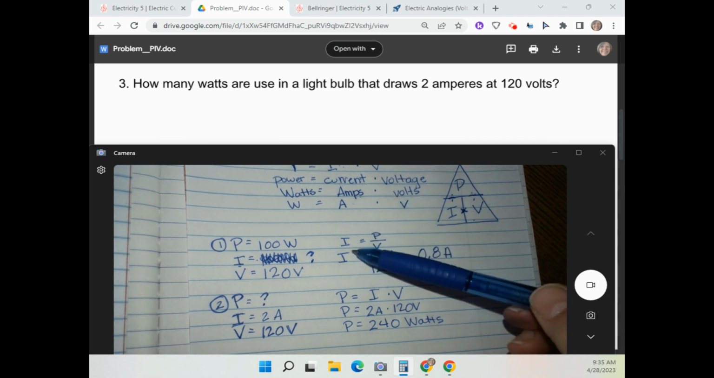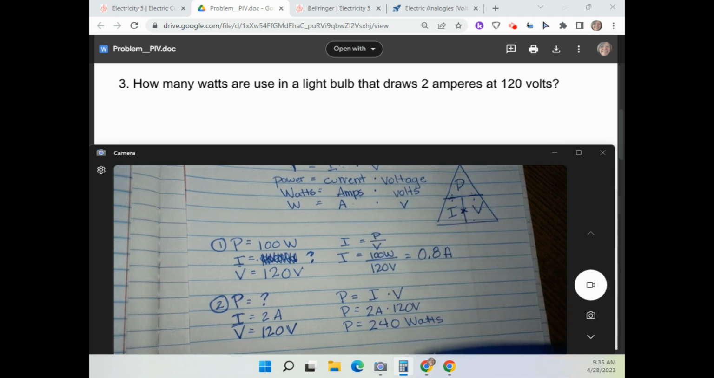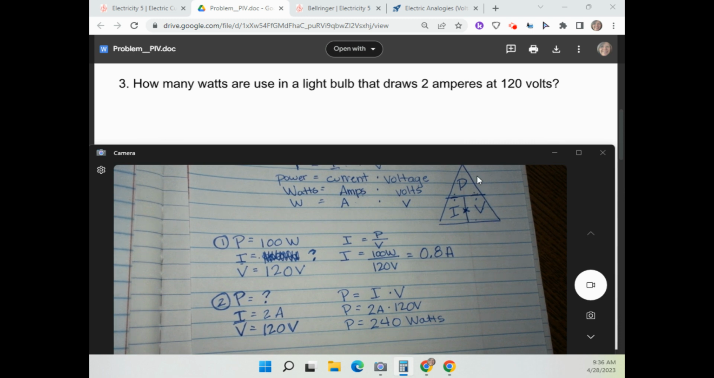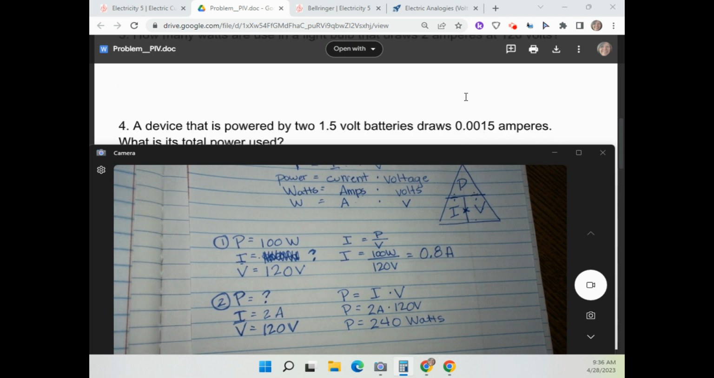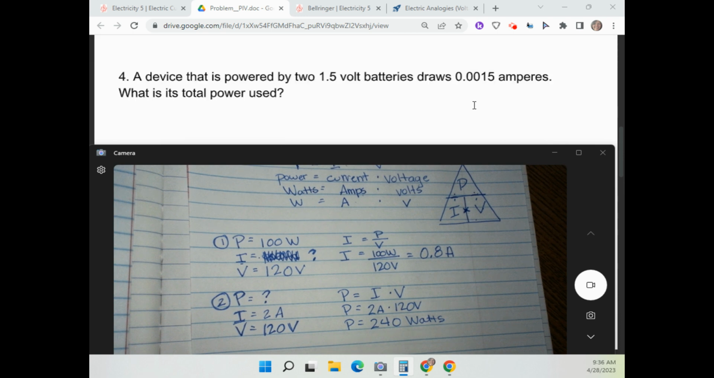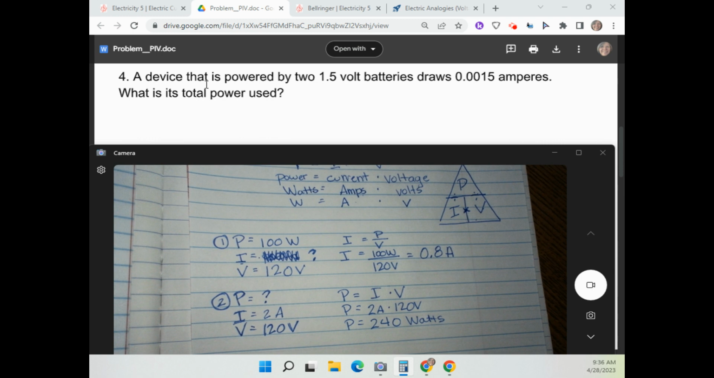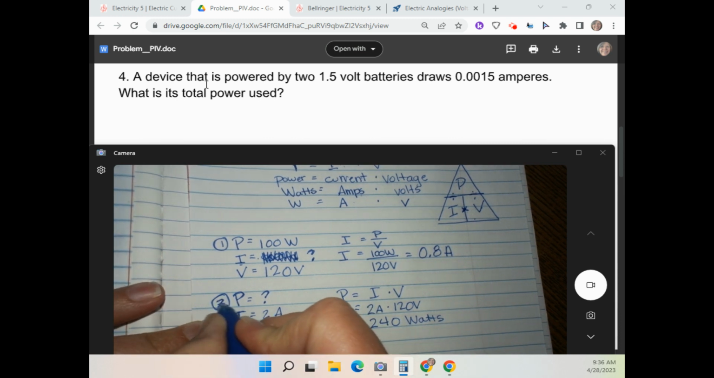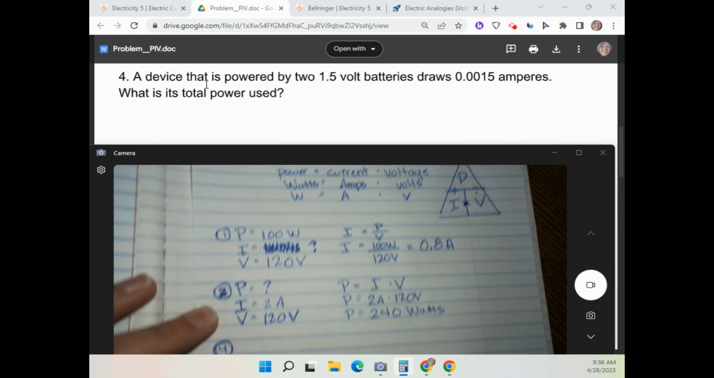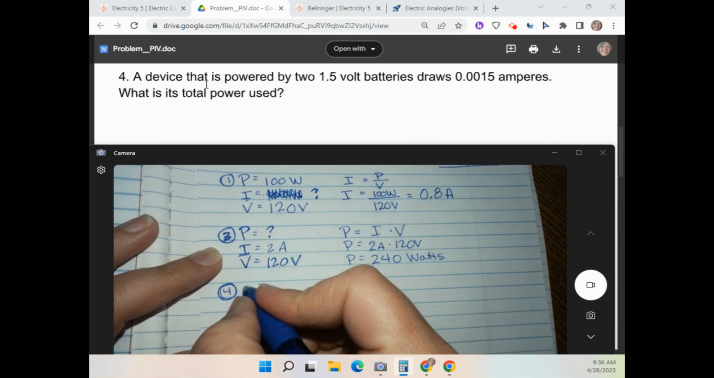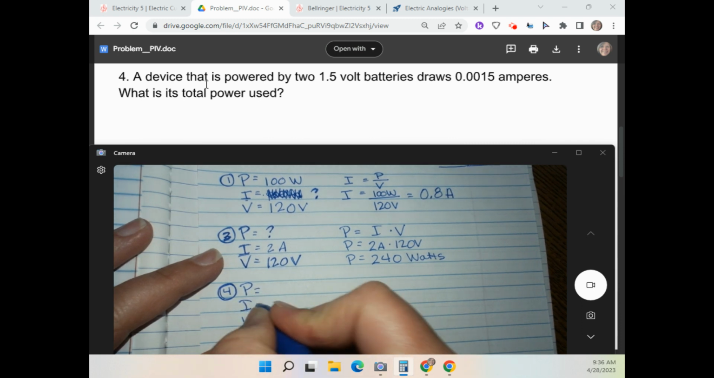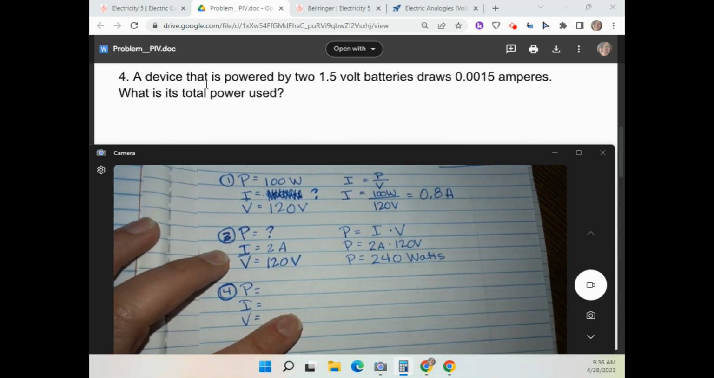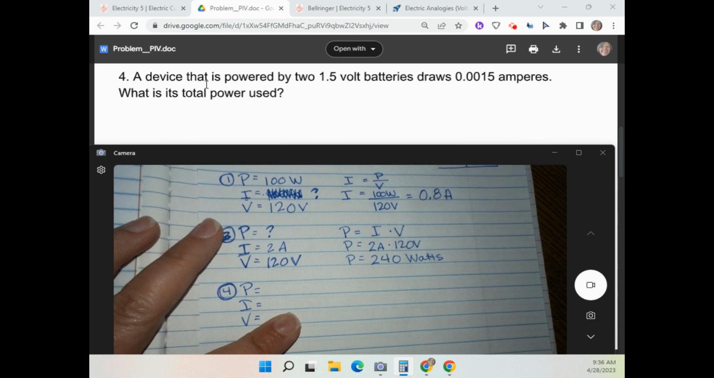So now we have a formula for current, we have a formula for power. Let's go ahead and look for a problem that asks us about volts. And actually, before we look for one that asks about volts, number 4 sort of throws a wrench in the works a little bit. So let's go ahead and look at it. And that was actually 3. So number 4, let's write our variables. Number 4 says a device that is powered by 2 1.5 volt batteries draws 0.0015 amperes.